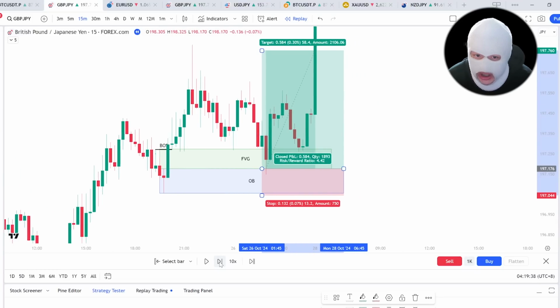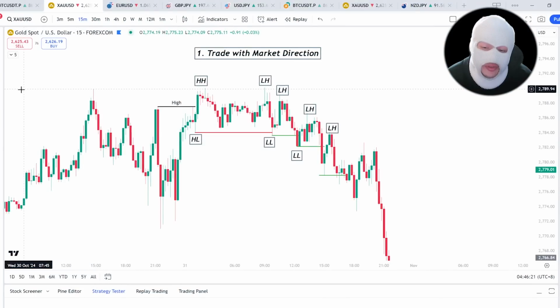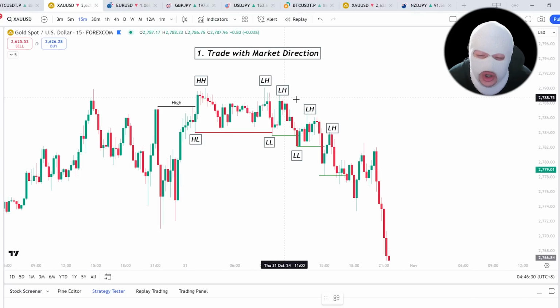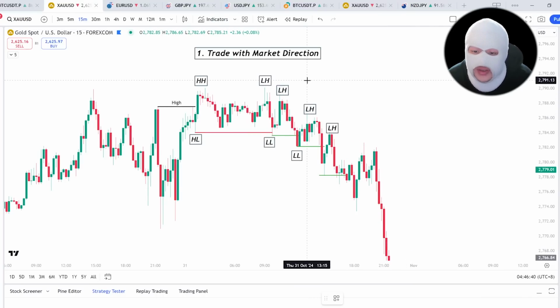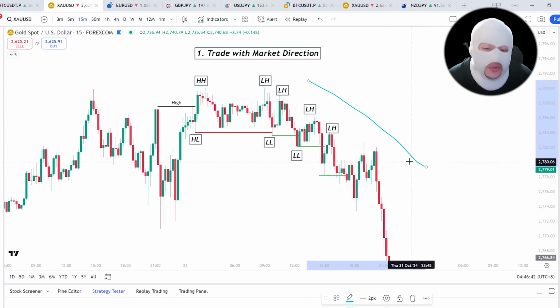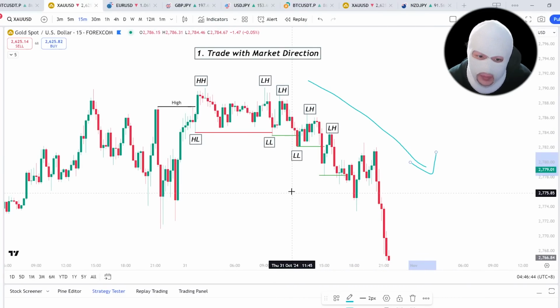To make this strategy even more effective, take note of the following key points. Number 1, trade with market direction. This strategy works best as a trend continuation setup. It always plays out when the market direction is clear and the dominant side is identified, trading with the dominant trend. This increases your chances of success and reduces the risk of getting trapped on the wrong side of the market.